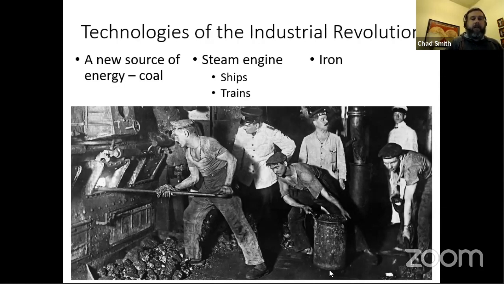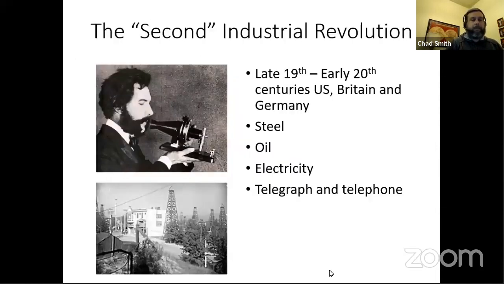Another important invention in the Industrial Revolution was iron. In the late part of the 19th century, which is also the 1800s after 1850, and the early part of the 20th century, the early 1900s, especially in the United States, Britain, and Germany, there's a period of time known as the Second Industrial Revolution, where a new wave of inventions helped create new opportunities for people.